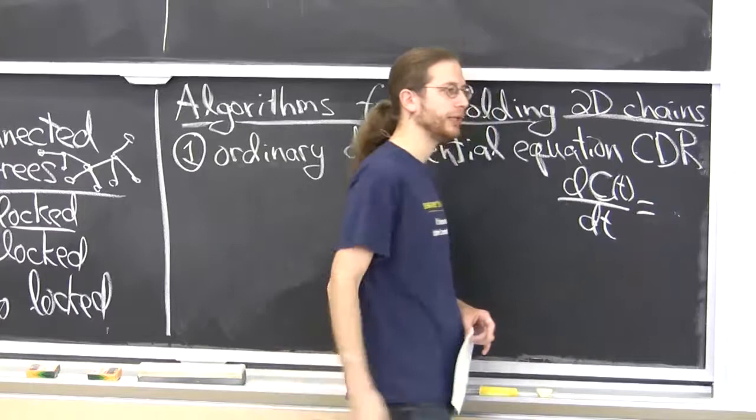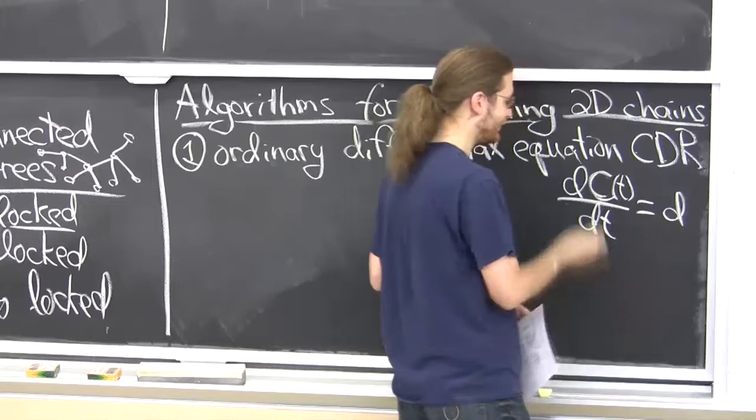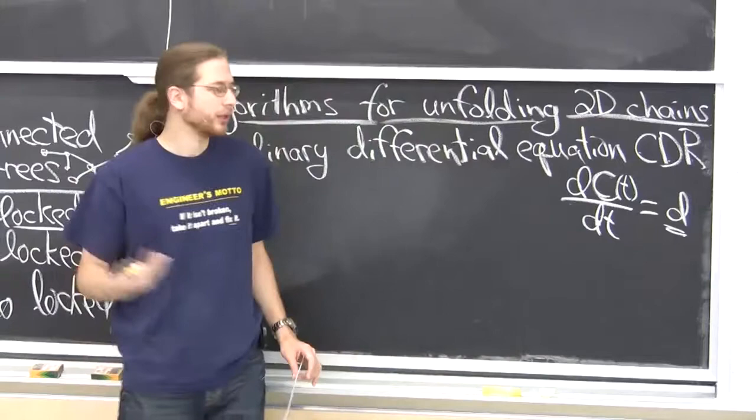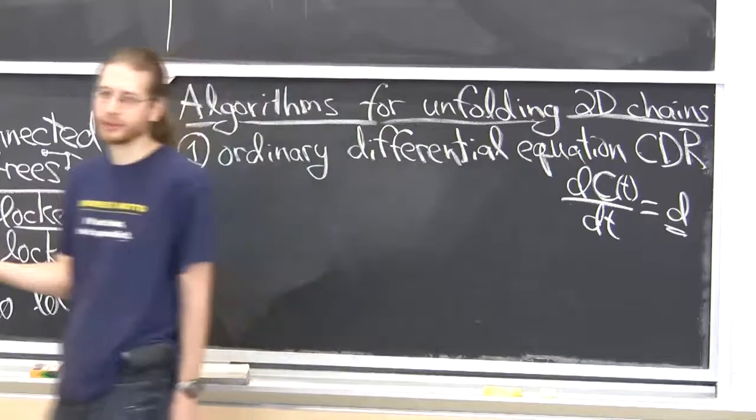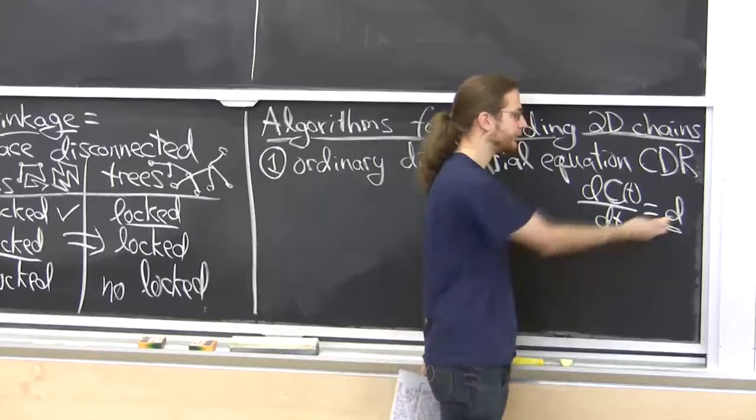I think we called it d, which is a little confusing. This is the d that we computed. And we said, well, that's an infinitesimal motion of some tensegrity. We can find it with linear programming. So at any moment in time, we can figure out what our derivative should be. This is what's called an ordinary differential equation, for those who have taken 18.03 or whatever.